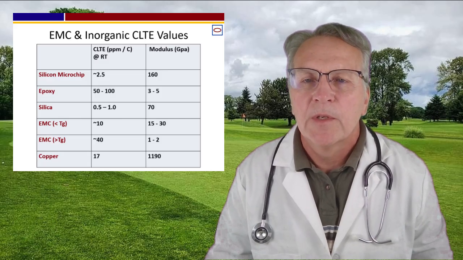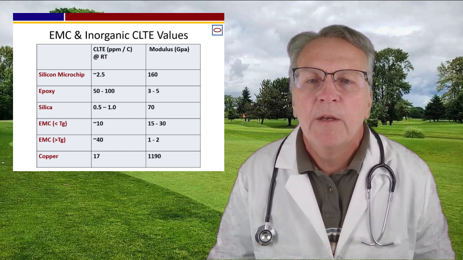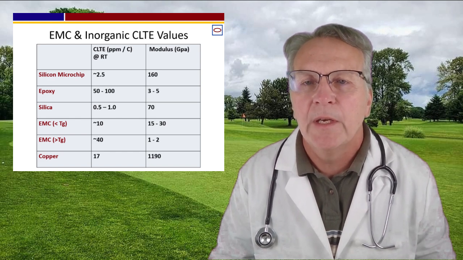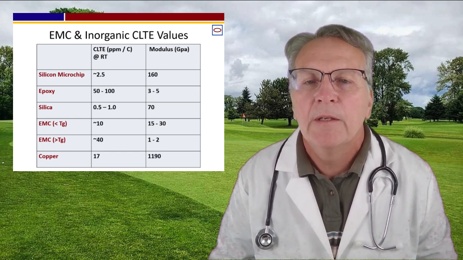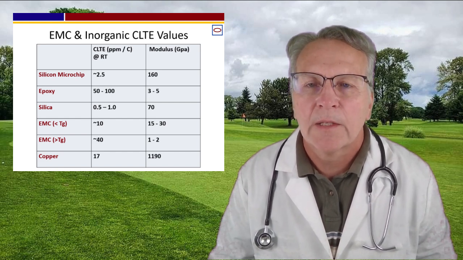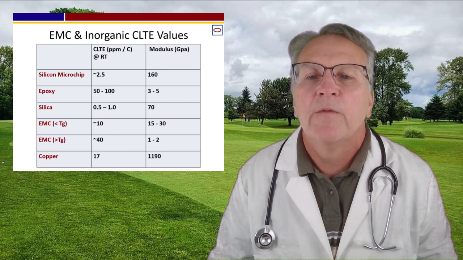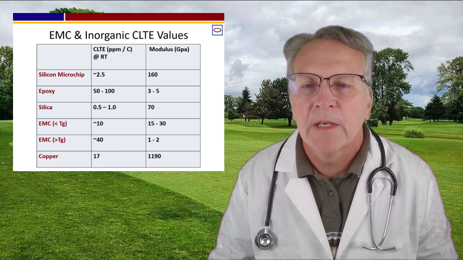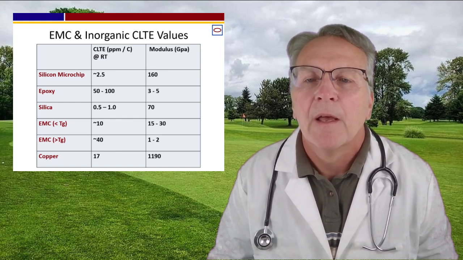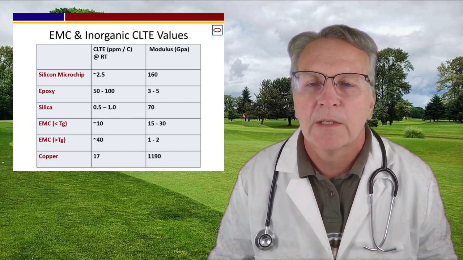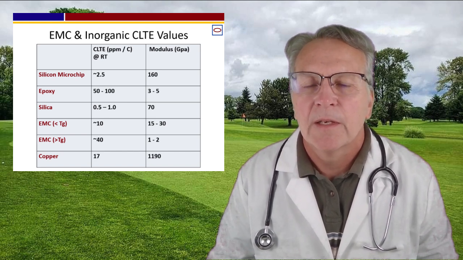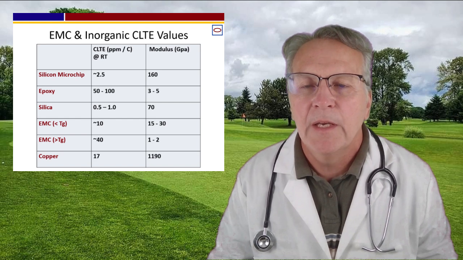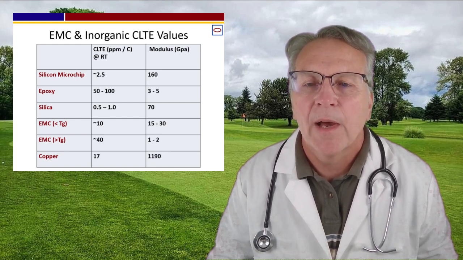So how do we create EMCs with low and thus favorable CLTE values? Silicon chips have CLTE values about 2 to 3 ppm per degree C, and that gives us a starting CLTE target. You can see that unfilled epoxy, a common adhesive product, has CLTE values of 50 to 100 ppm per degree C. But if we fill epoxy with silica at a high level, say 90%, it makes sense that the CLTE will decrease and the modulus will increase once we see the silica CLTE value of 0.5 to 1 ppm per degree C and a modulus value of 70 gigapascals.